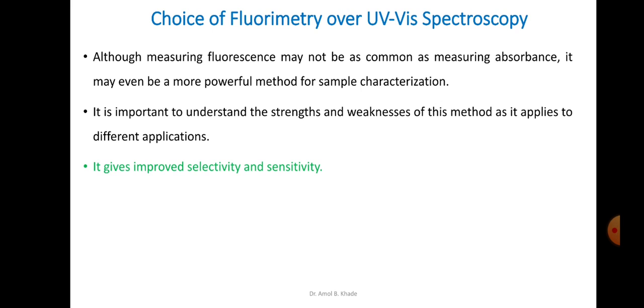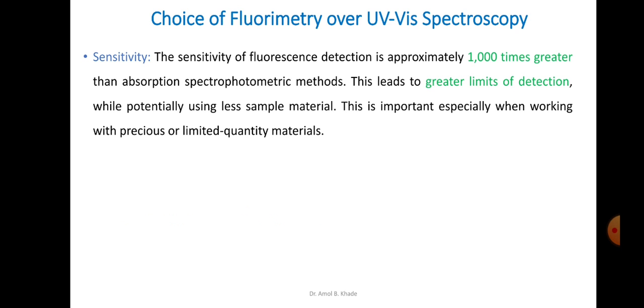The beauty of this method is its selectivity and sensitivity. The fluorimetry method is more sensitive and more selective as compared to UV visible spectroscopy. So the sensitivity of fluorescence detection is approximately 1000 times greater than the absorption spectroscopic method. So that is why we consider fluorimetry a more sensitive method for quantification with respect to UV visible spectroscopy. So this leads to a better limit of detection, obviously, right?